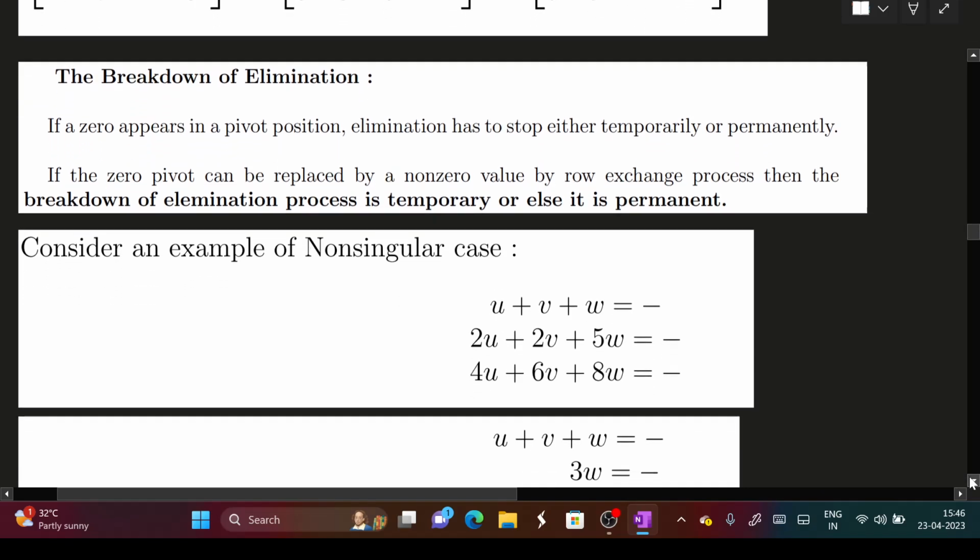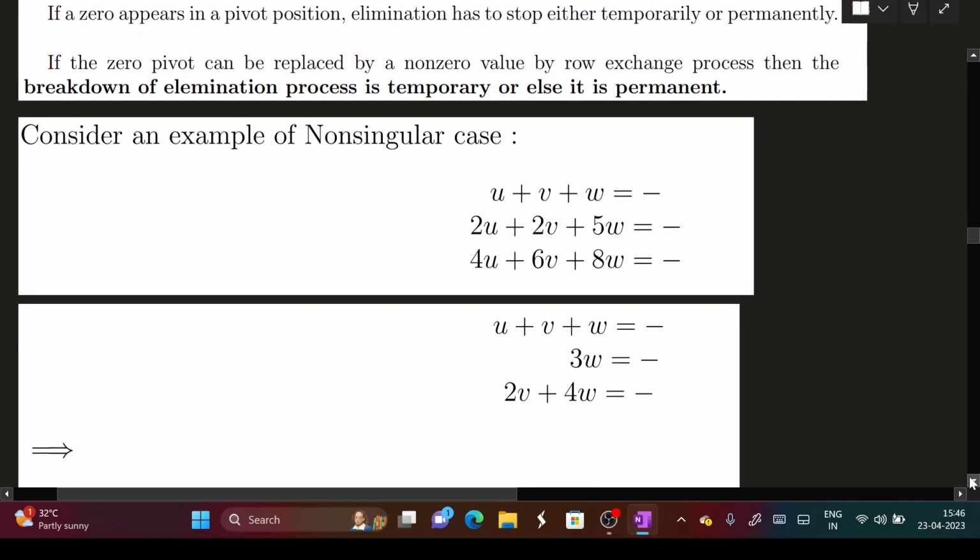Consider an example of a non-singular case. As the name indicates, it is non-singular. That means it has a full set of pivots. So observe here the first system of equations. We have this system of equations, u plus v plus w is equal to something. So here each variable is there.